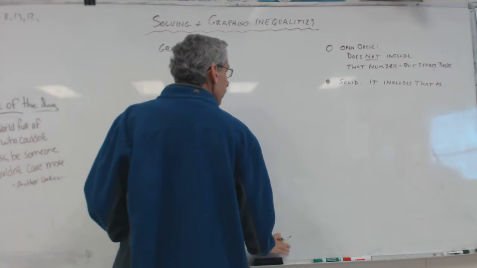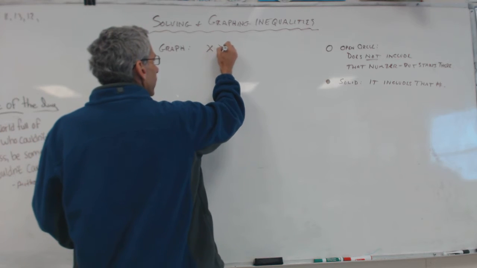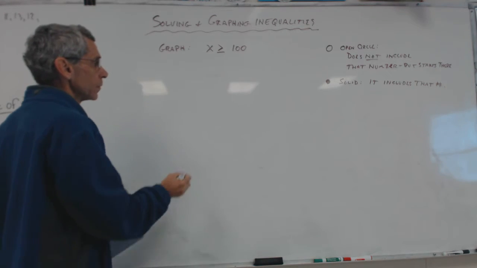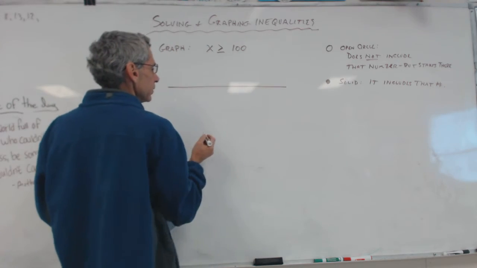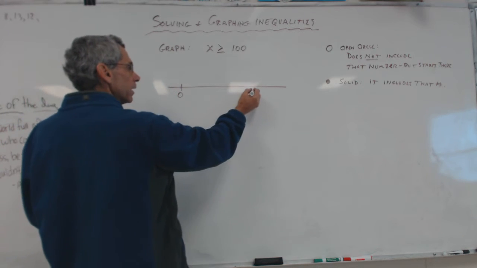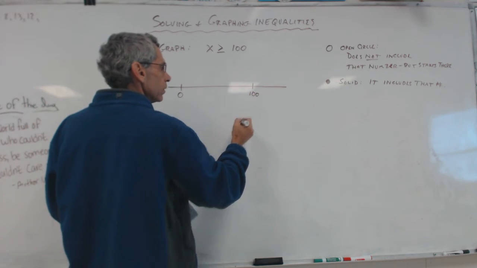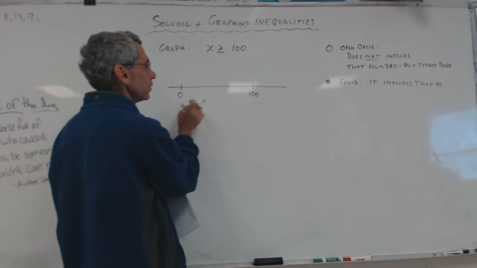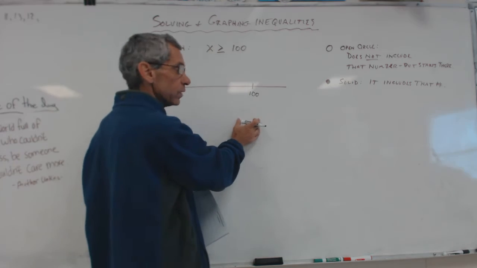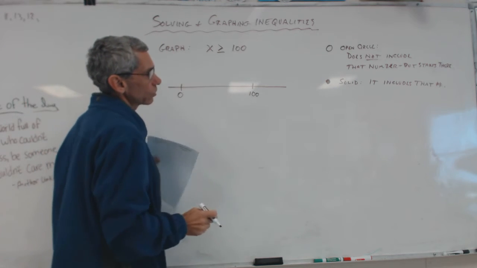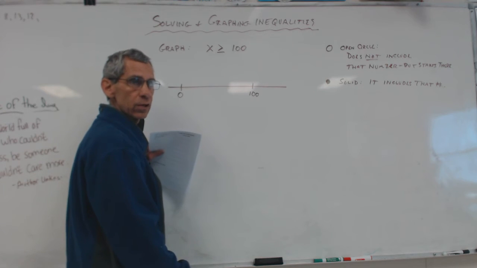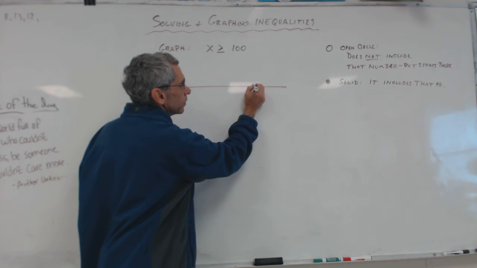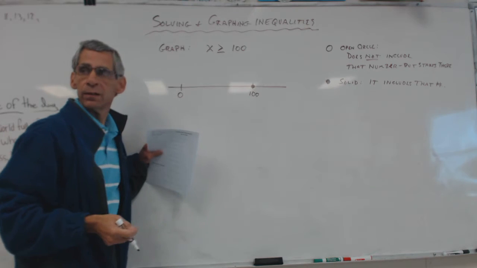So, let's graph another one. Let's say x is greater than or equal to 100. That's a long one. I draw my line, and I know 0 is over here, and I know 100 is over here. I don't care about the 1, 2, 3, 4, 5 all the way to 100. I like to know where my 0 is and where my 100 is. Now, is it going to be a solid circle or an open circle? Solid circle. It's also equal to that point, so it's got to be a solid circle. And which way is it? That way, to the right.